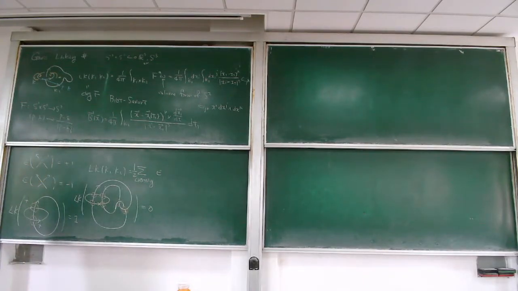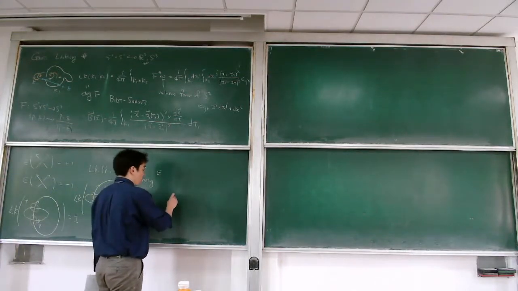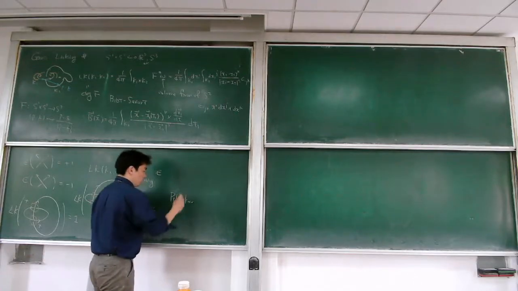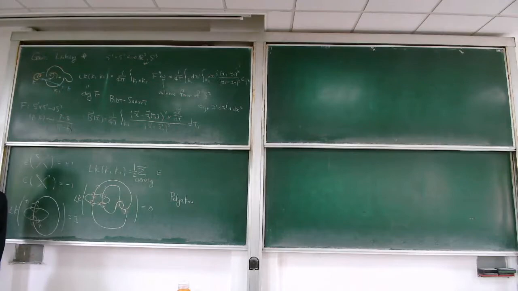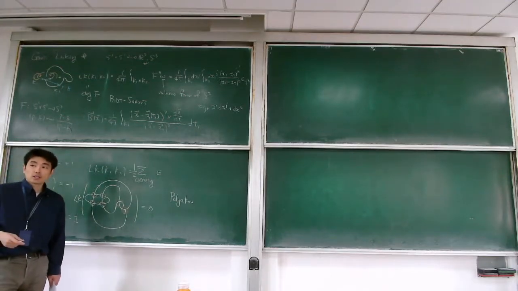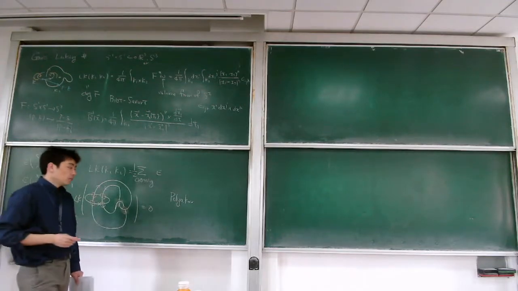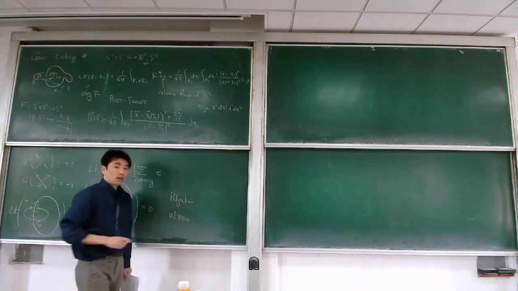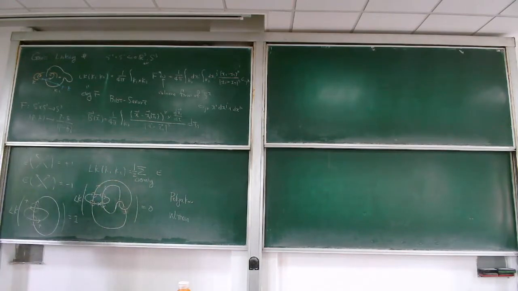This linking number was interpreted in the late 80s, as so-called abelian Chern-Simons, by the famous physicist Polyakov. Right after that, Witten used the non-abelian Chern-Simons theory. If you use non-abelian Chern-Simons theory to interpret this linking number, you will get the so-called Jones polynomial.